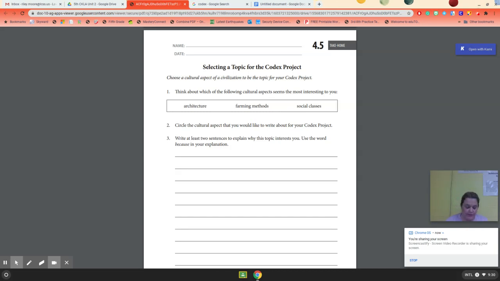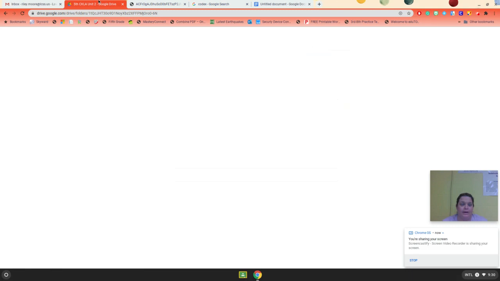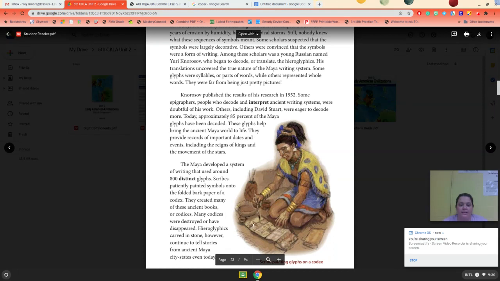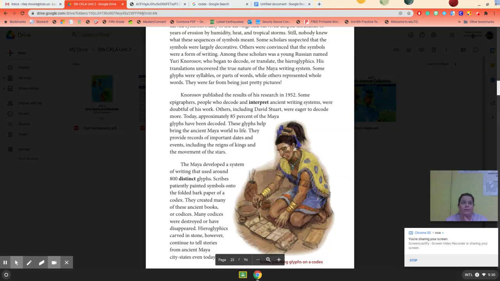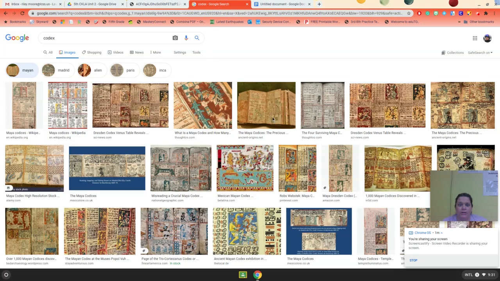Now let's just review real quick. Remember when we talked about the codex? It was basically a piece of bark paper that was folded, and it had painted glyphs on there that the scribes, the people that wrote, would write down stuff on there about the Maya culture or anything else that was going on.